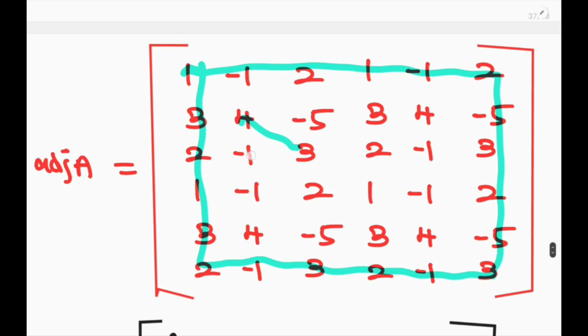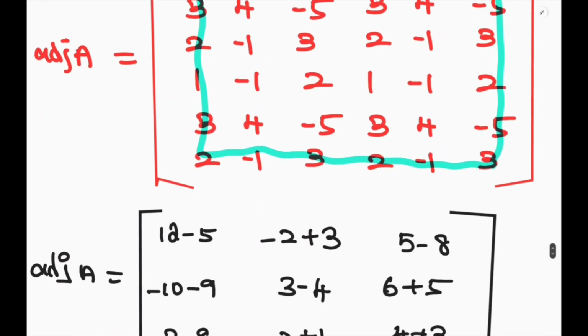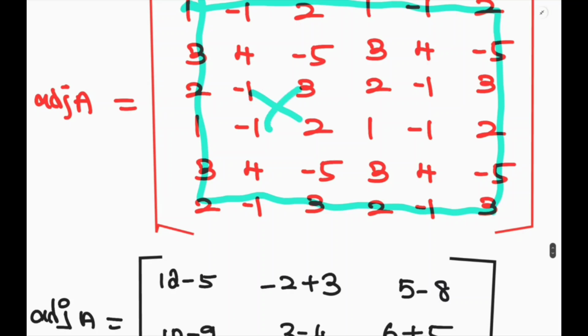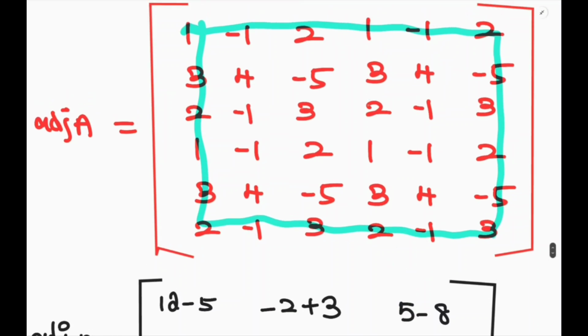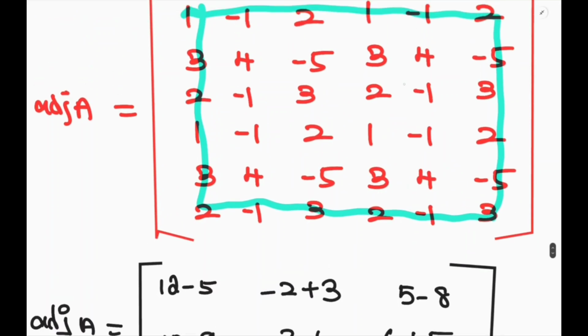Then 4 3s are 12 minus 5, right? So 12 minus 5 is your first entry. Then minus 2 minus of minus 3 becomes plus 3. Then plus 5 minus 10, sorry, minus 8. Then the second row becomes minus 10 minus 9. So 3 minus 4. So 5 6 minus of minus 5 becomes plus 5. That is your second row.